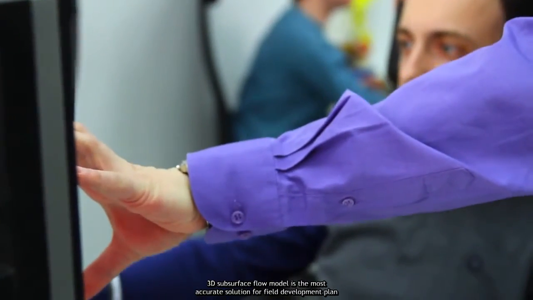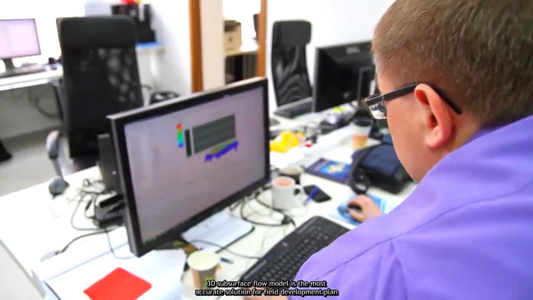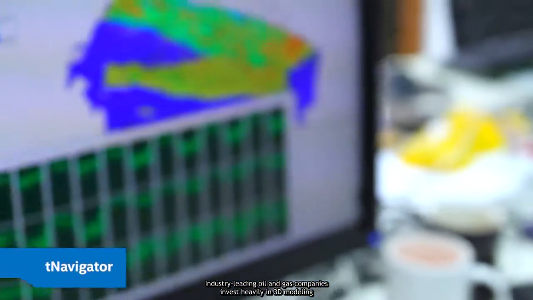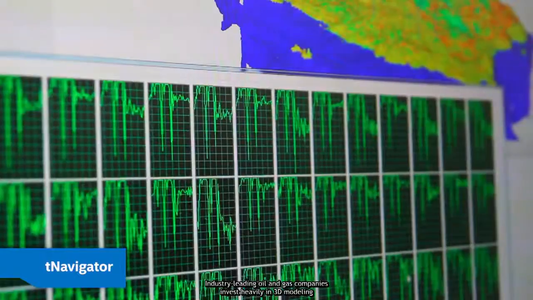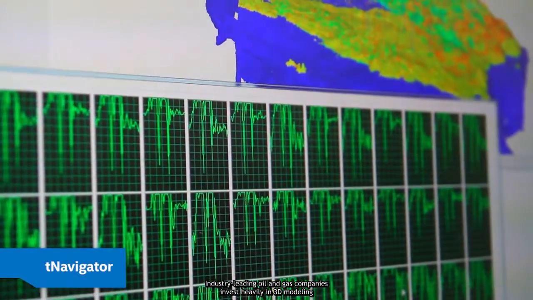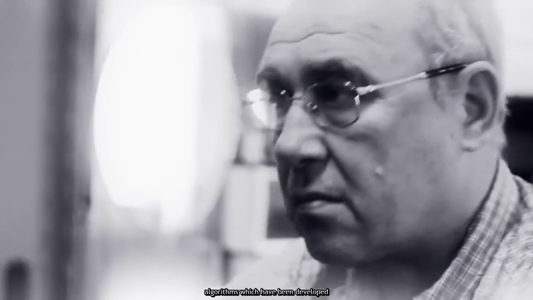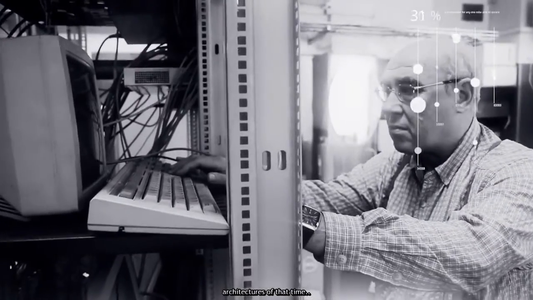The 3D subsurface flow model is the most accurate solution for field development planning. Industry-leading oil and gas companies invest heavily in 3D modeling. But there is a catch. Many software solutions are based on algorithms which were developed 30 years ago, and the applications have been written for the computer architectures of that time.